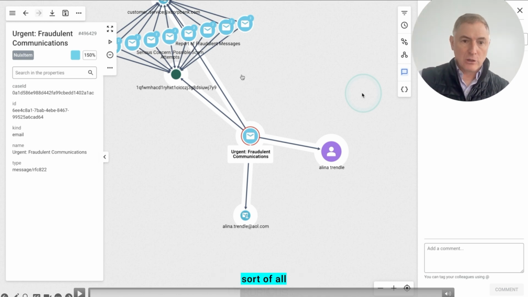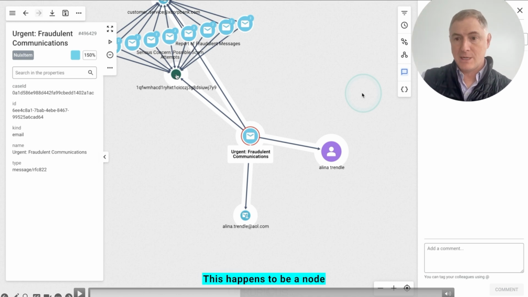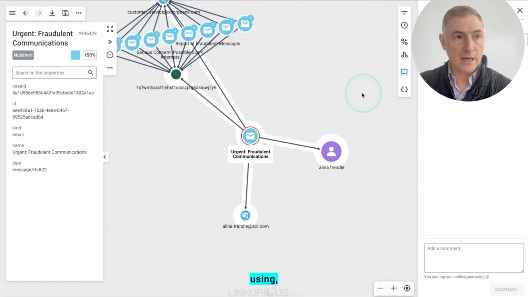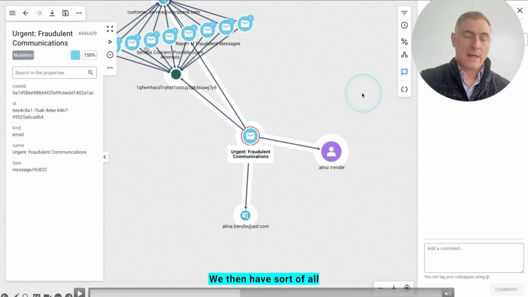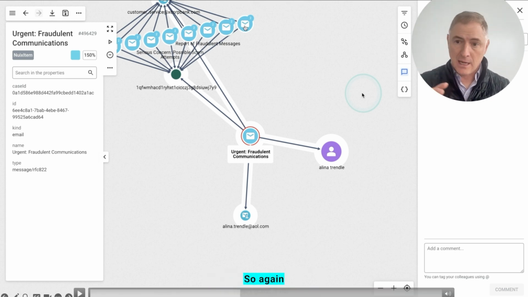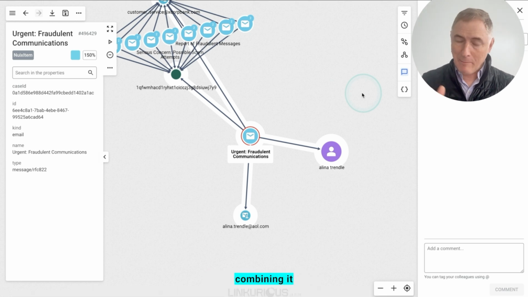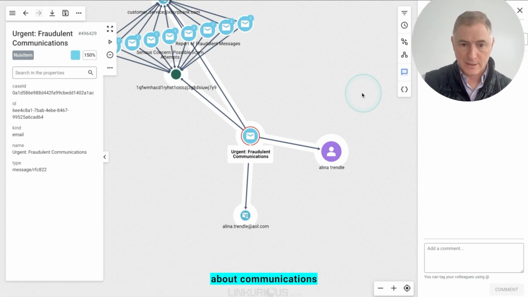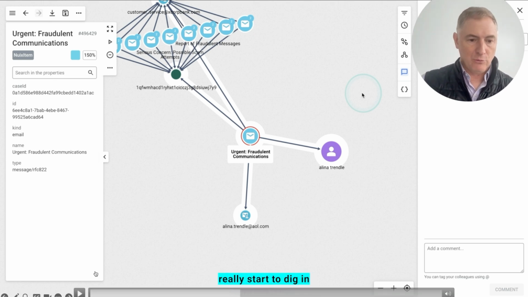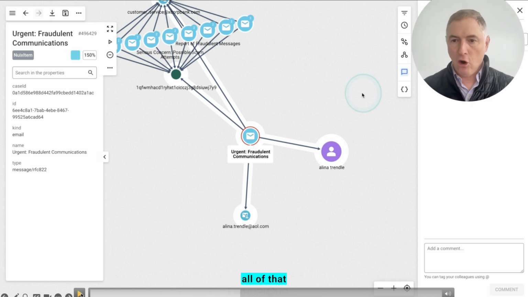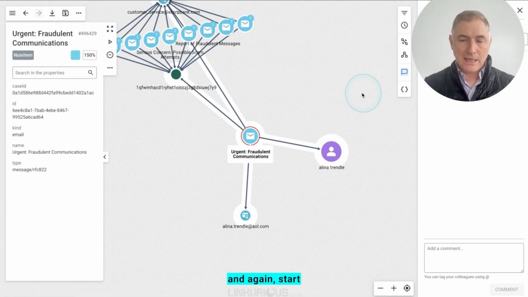So what you have are all the different elements. This happens to be a node that we've extracted using our cognitive expression, looking for a Bitcoin address. We then have all of the emails. So again, taking that unstructured data, combining it into a knowledge graph with entities. So it's not purely about communications, and starting to understand and drive those relationships. You can navigate, you can understand, you can really start to dig in and understand all of that interrelationship. And again, start to think about how you can break down those silos.